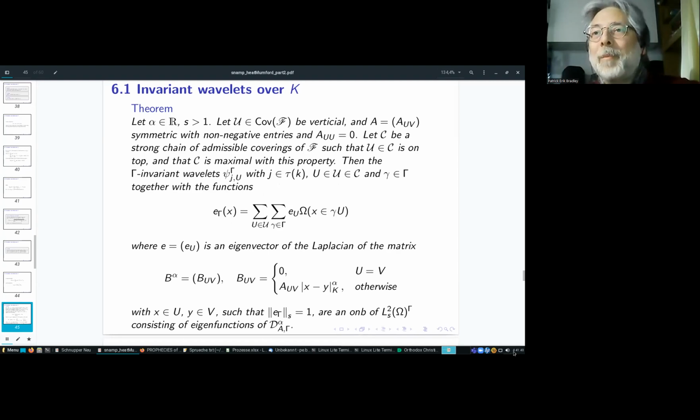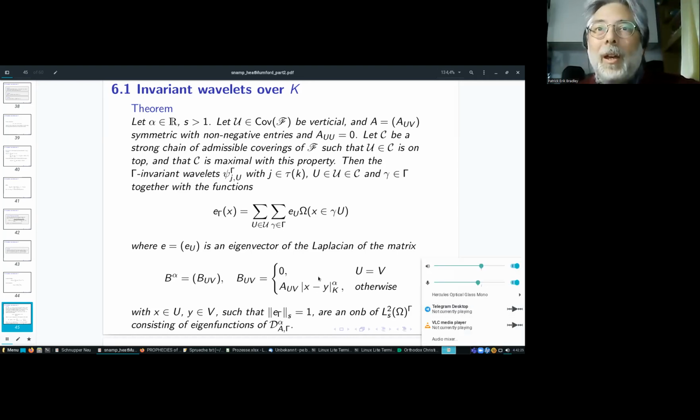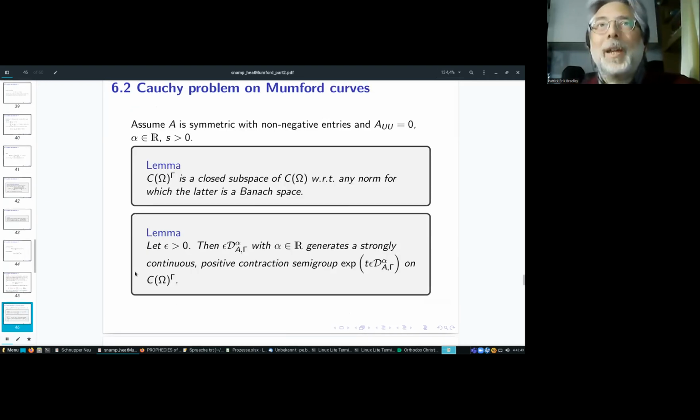And we can state our theorem. So alpha in R, s greater than 1, fix a vertical covering of our fundamental domain F, take our matrix symmetric, non-negative entries and vanishing diagonal, and a strong chain C of admissible coverings of this fundamental domain such that our fixed covering U is on top and C is maximal with this property. Then the gamma invariant wavelets, together with the functions coming from eigenvectors of the graph Laplacian of the matrix where the matrix entry is, on the diagonal 0, and A_UV times the distance between U and V to the power of alpha, normalized such that the norm is 1, are an orthonormal basis of this function space of invariant L2 functions on Omega, consisting of eigenfunctions of our operator. Proof: the same way it works.